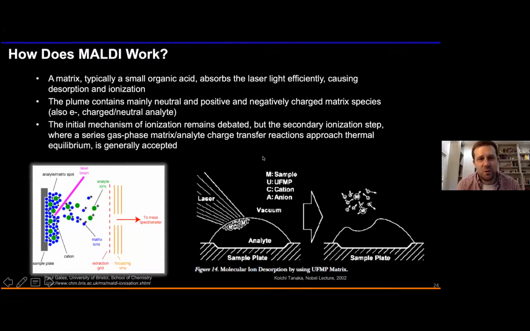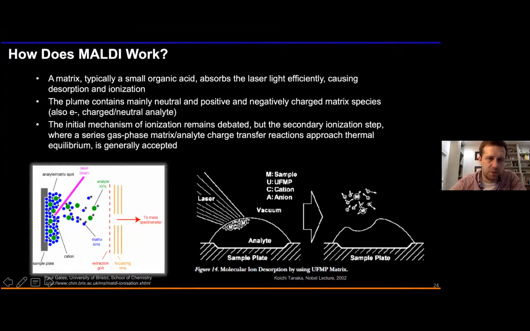Okay, so how does MALDI work? So nowadays, we typically take a small organic acid, and as I mentioned, this is really efficient at absorbing the laser light wavelength. So typically we're acting in the UV wavelength region, 355 or 266 nanometers. And so the matrix allows the absorption of this laser energy, and this causes efficient desorption and ionization from the sample surface. So this generates a plume. The laser irradiates the sample and generates this plume, and this plume contains neutral, positive, and negatively charged matrix species.